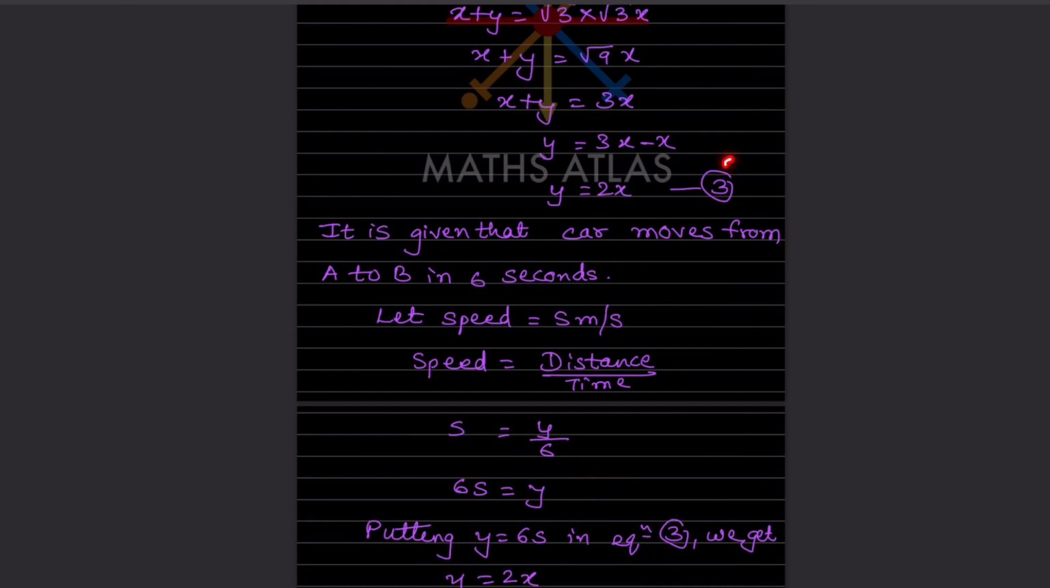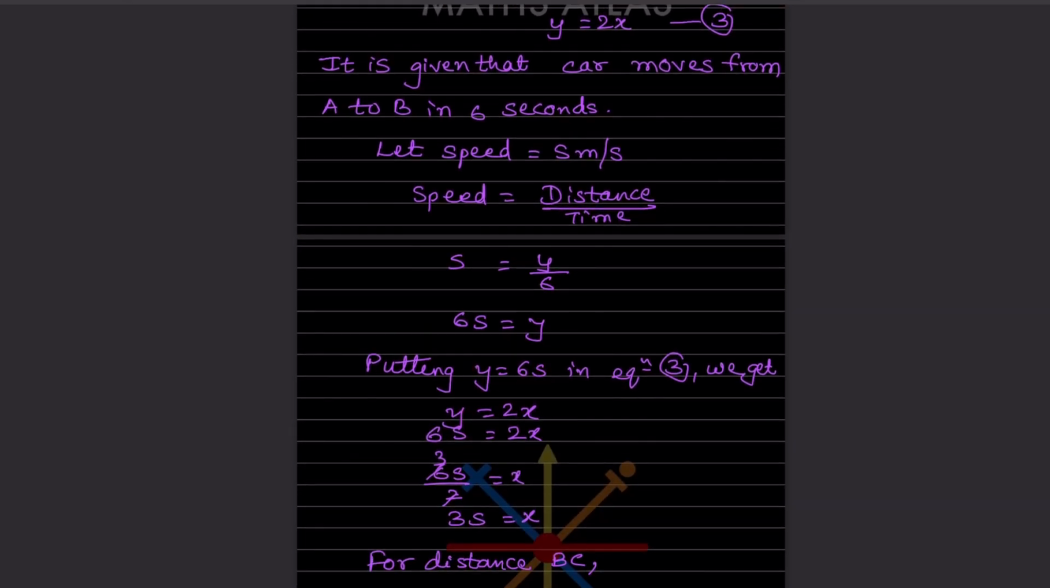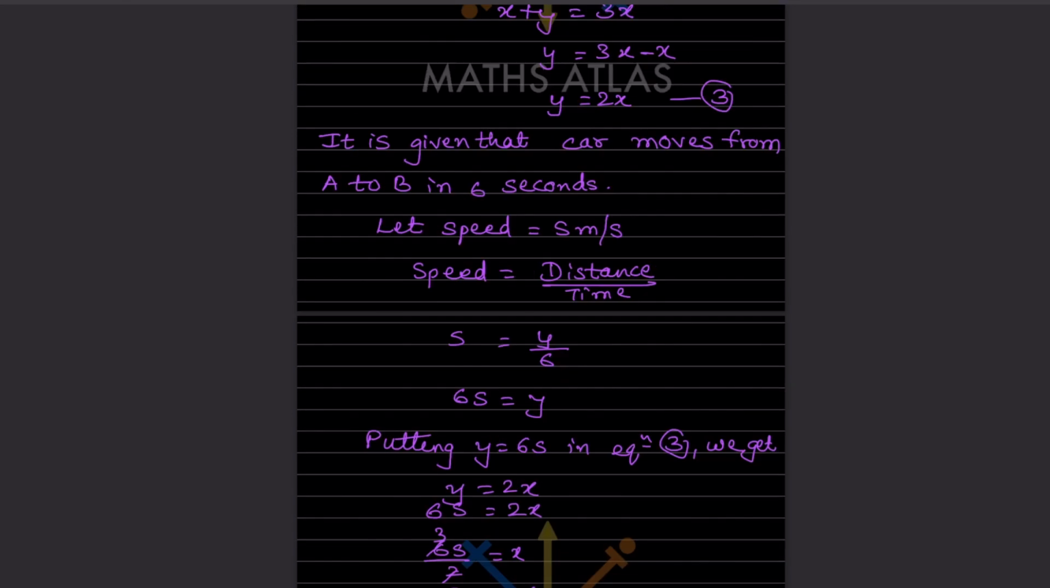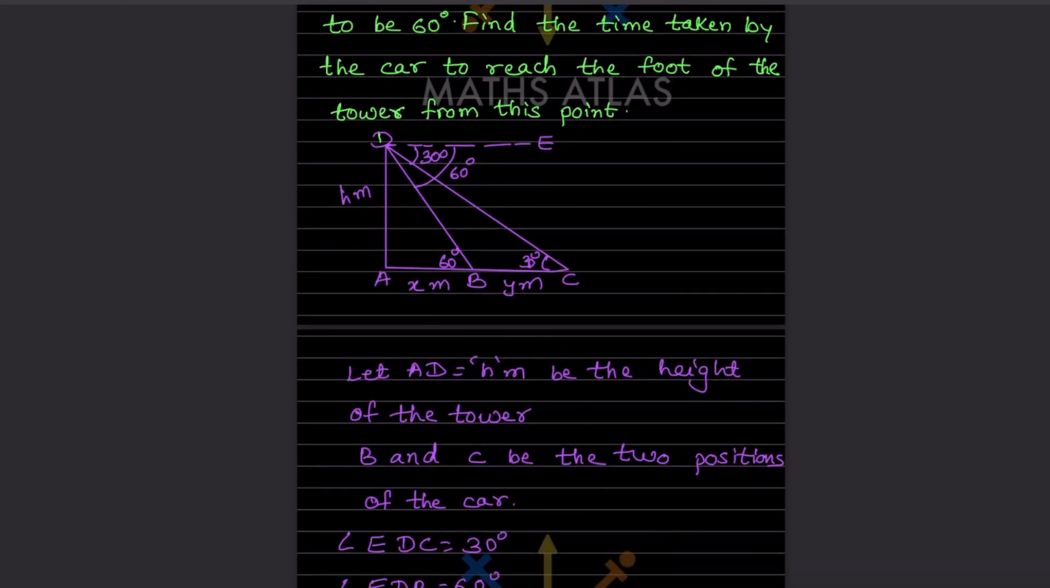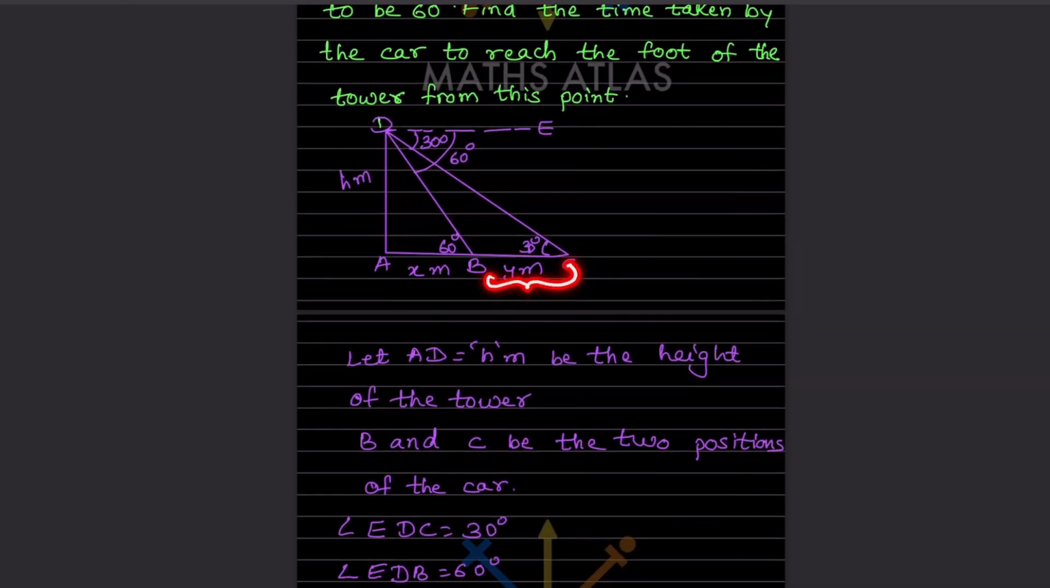Now in this equation, in place of y, see, y is 2x, as I wrote over here. If we put 6s in place of y, what will you get? 6s is 2x, so the 2 gets divided over here, and 3s is x. Now let us keep this aside first. Now we will look at the distance BC. Where is BC here? We have to find the distance BC.